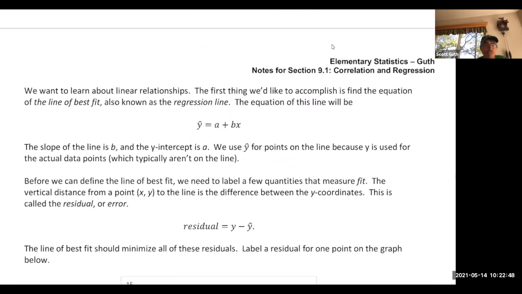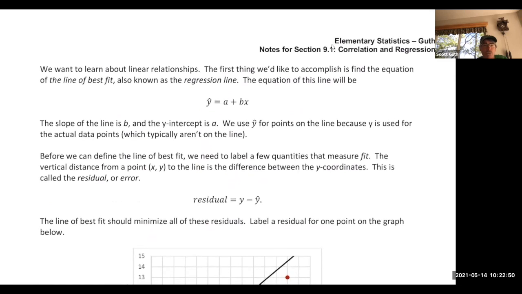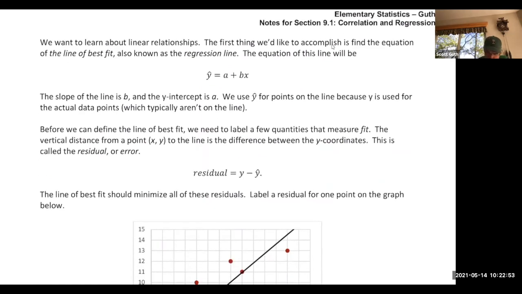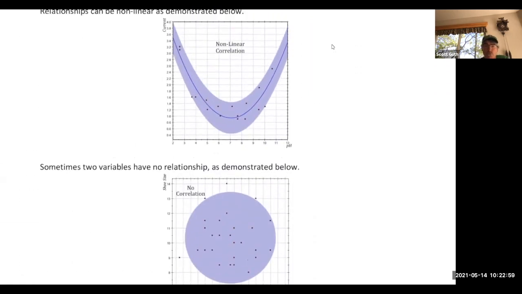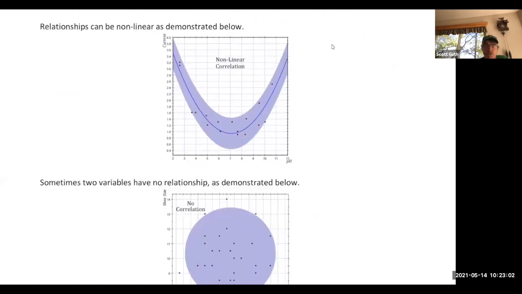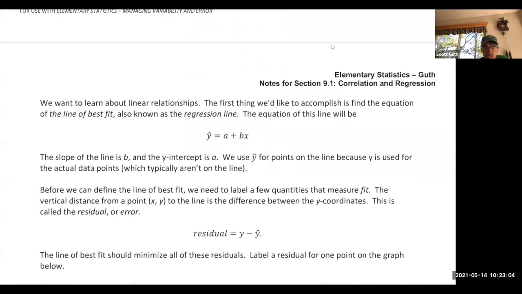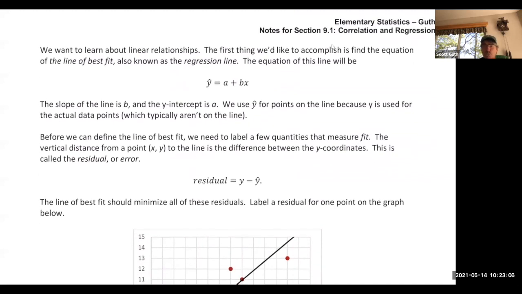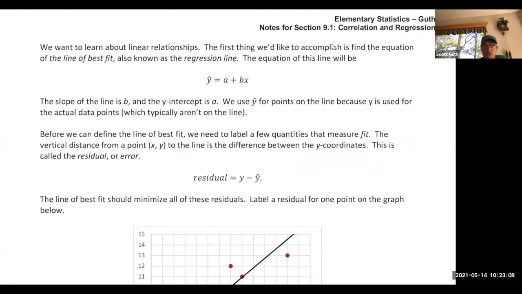So, this lesson, we're talking about linear relationships, and that's all we study in this intro course. More advanced courses will do nonlinear relationships and also relationships where there's more than one input variable. So this can be super complicated. We're just going to do the simplest case in this class. So we want to learn about linear relationships. The first thing we'd like to accomplish is to find the equation of what we call the line of best fit. Also, this is known as the regression line.